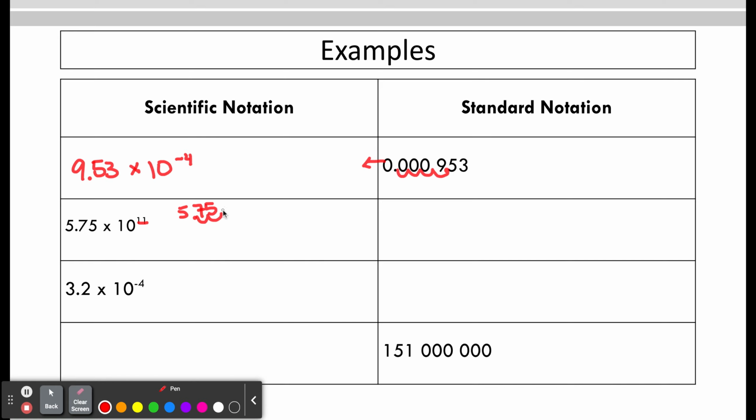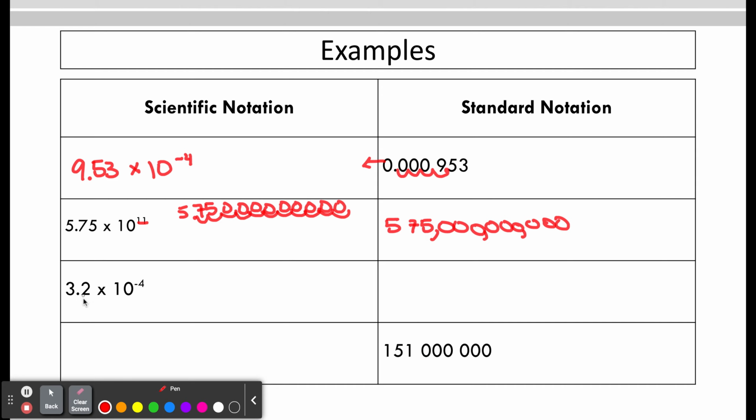2, 3, 4, 5, 6, 7, 8, 9, 10, 11. So this number would be 575 billion, right? Yep, billion. And so this is a lot easier to write like this.